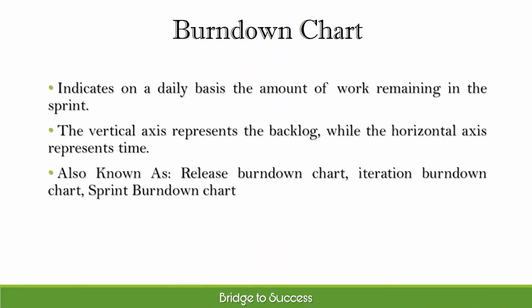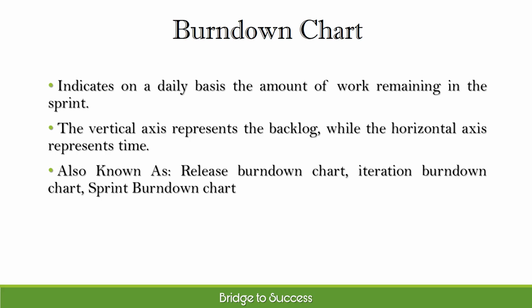A burndown chart indicates on a daily basis the amount of work remaining in the sprint. The vertical axis represents the backlog, while the horizontal axis represents time. Also known as release burndown chart, iteration burndown chart, sprint burndown chart.